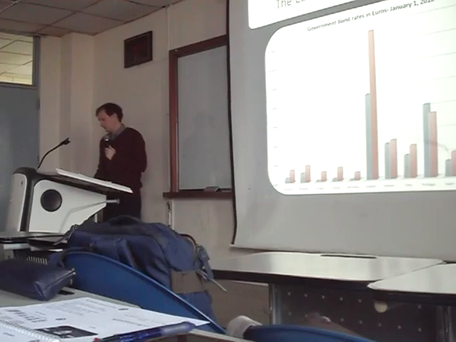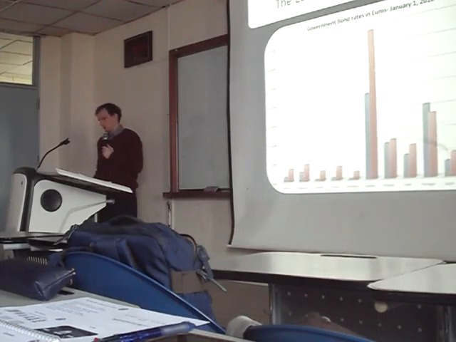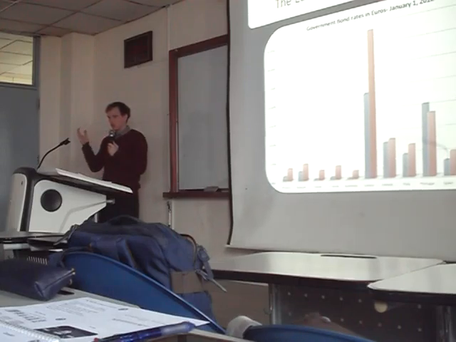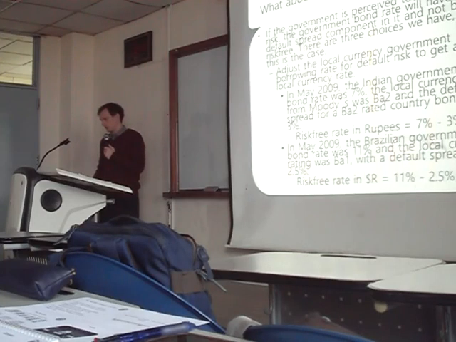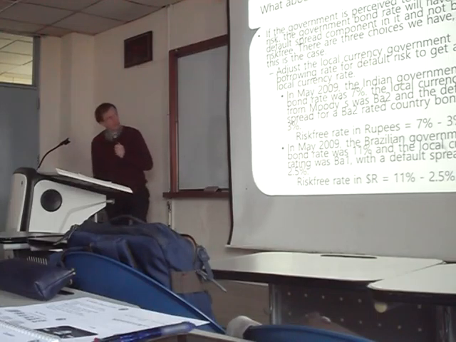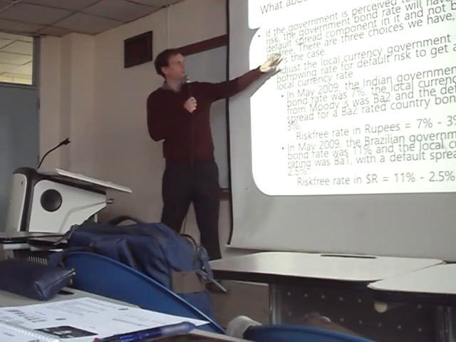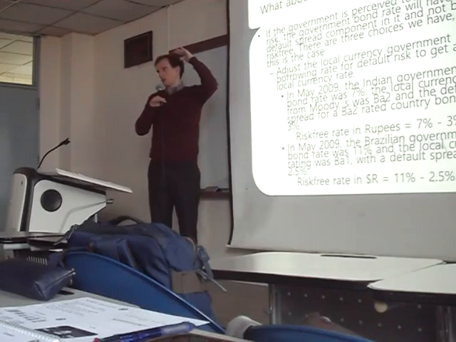So we can see the default risk here. Big difference between Greece and another country. But countries don't default too commonly, right? Recently we had Uruguay, Argentina, Greece. It's not that common an occurrence for a country to default. So if a government has a default risk, the government bond will have a default spread. Spread is the difference between the lower number and the higher number.